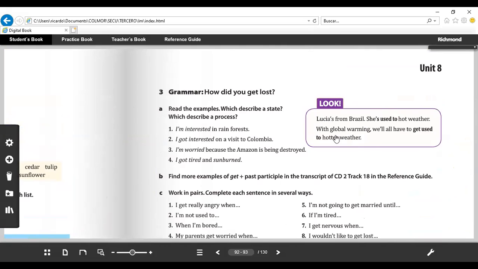In this case, I want you guys to take a look at this first little box, and it says, Lucia's from Brazil. She's used to hot weather. With global warming, we'll all have to get used to hotter weather. If we do not take care of the planet Earth, we're going to have to get used to all the changes with the weather, especially when it's going to be hotter, and when it's going to be cold, it's going to be colder, and things like that.